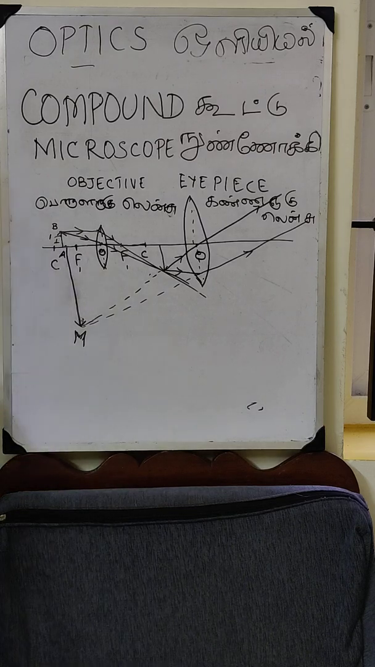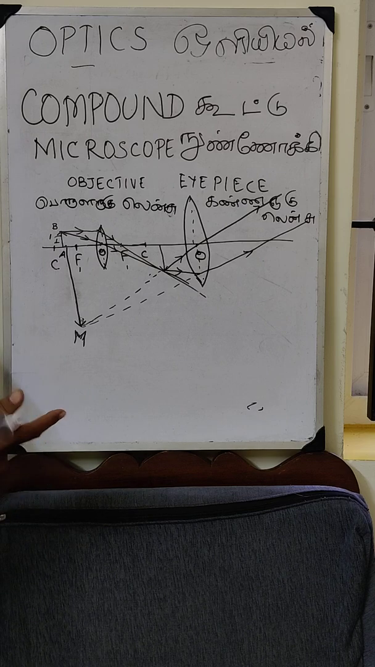Hello students, good morning. In the last video we have seen about a simple microscope where only one convex lens was used, and that was used by the watch repairers and the astrologers. And today we are going to see about a compound microscope.